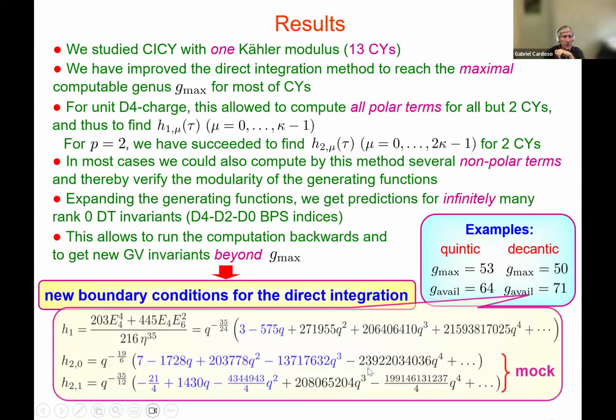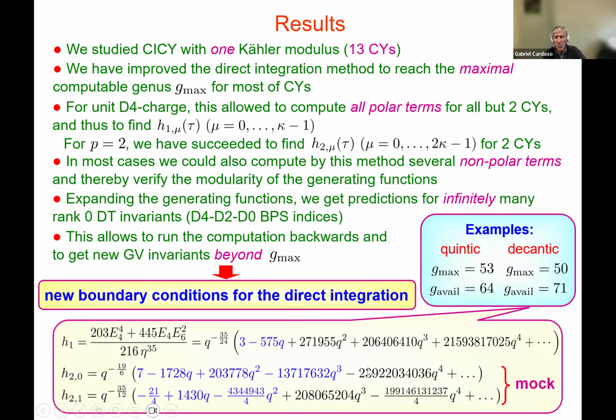Can I ask a question here? Sorry, sure. So these new boundary conditions, is there some structure behind them? I mean, other than the way you generated them, is there something striking or noticeable about them?